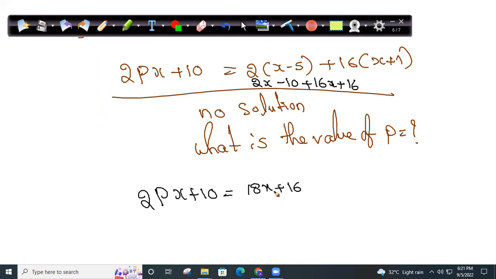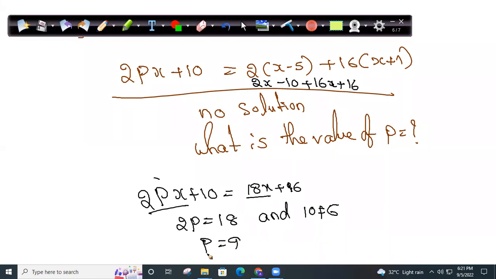I clearly told you, no solution means it should be same. The x coefficient should be same on both sides, meaning 2p is equal to 18, and 10 is not equal to 16. Sorry, this is 6: minus 10 plus 16 is 6. So no solution means 2p should be equal to 18. So p is equal to 9.